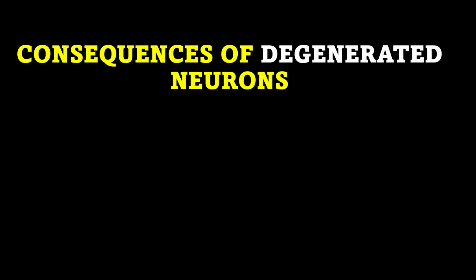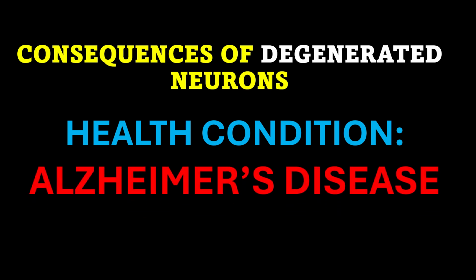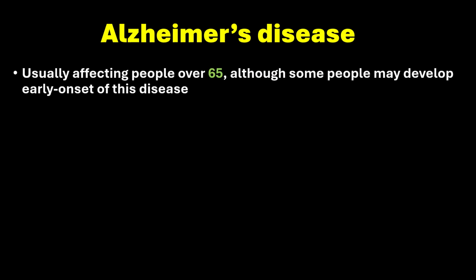Now, what if you have a degenerated neuron, whether sensory or motor neuron? If the neurons themselves are damaged, what will be the consequence? It will lead to a health condition called Alzheimer's disease. So what is Alzheimer's disease? We need to know what it is.